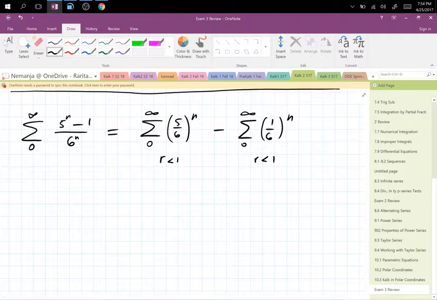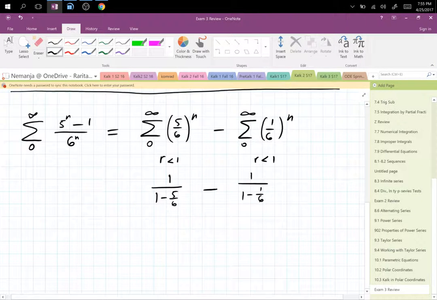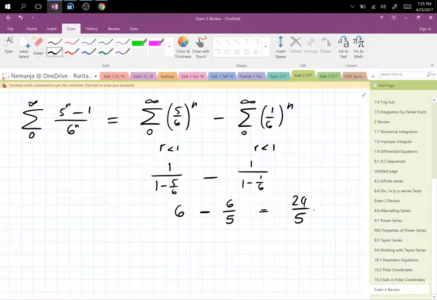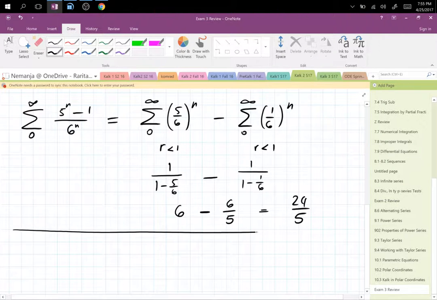So what I have for the first series here is that a is equal to 1, so the formula is a over 1 minus r. And then on the other one, a is still 1, and 1 minus 1 over 6 is 5 over 6, so this is 6 over 5. So the overall sum is 6 minus 6 over 5, which is 30 minus 6, so 24 over 5. For the sum, I hope. Yeah, good enough, right?